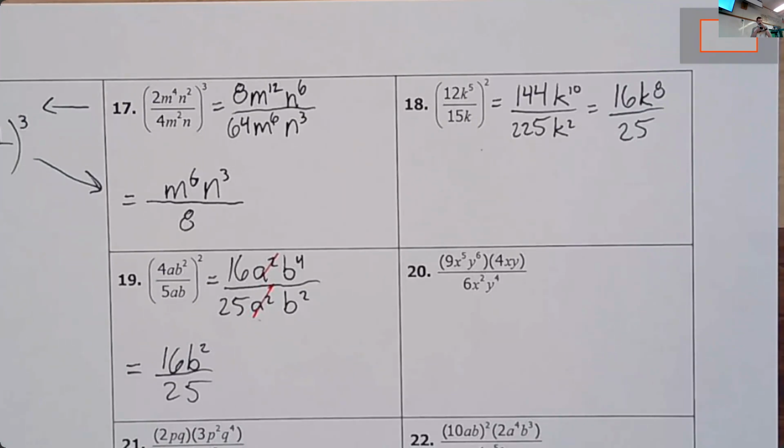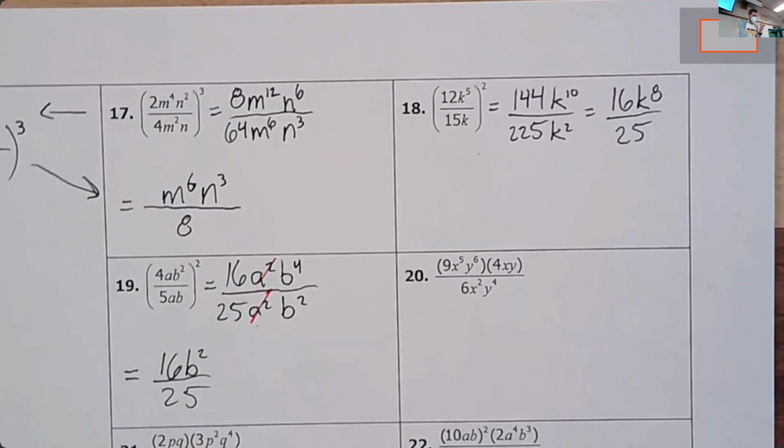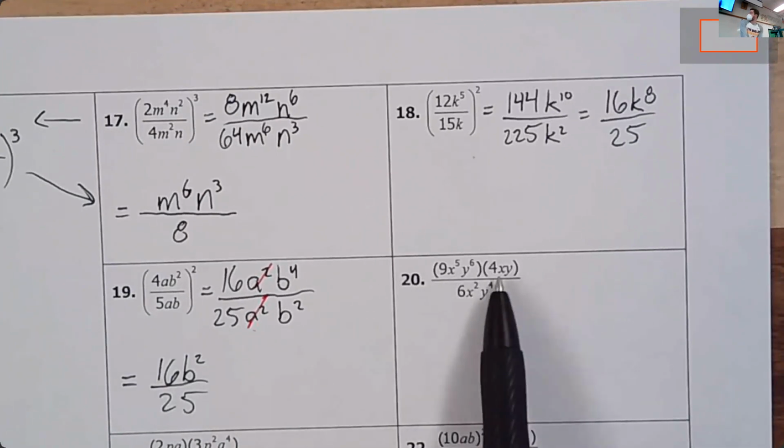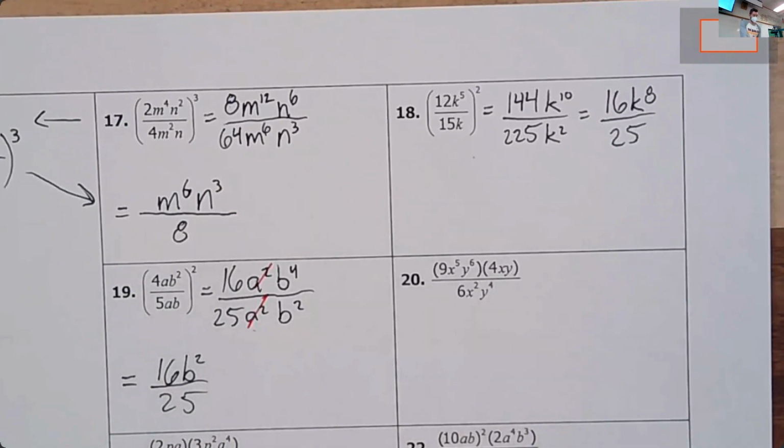All right. Let's move on and start working on some of these other ones. So now, at least on 20 and 21, we're not going to use the power rule at all. We're going to use the product rule and then the quotient rule. So even though we have sets of parentheses here, there's no exponents on the outside of them. So there's no power rule that we have to use on this one.